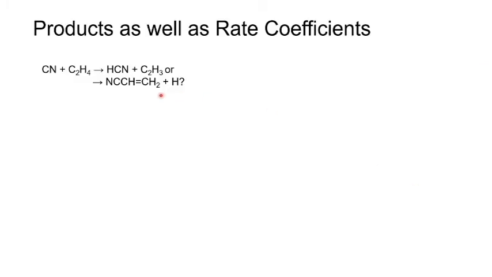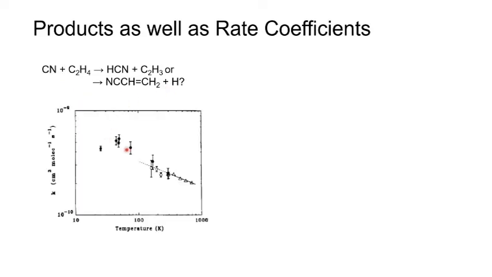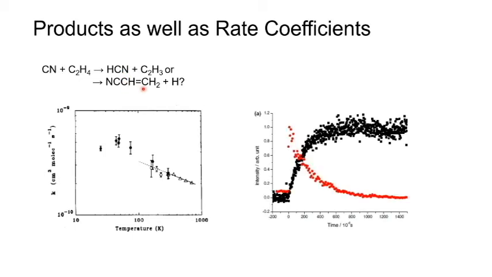Now, this reaction here is particularly important in the atmosphere of Titan, and it's one of these reactions where the rate coefficient increases as the temperature goes down. But what we want to focus on is not just the rate coefficient, but which products are formed. We can see here there are two reaction pathways that we can follow. We studied this reaction here at the University of Leeds.